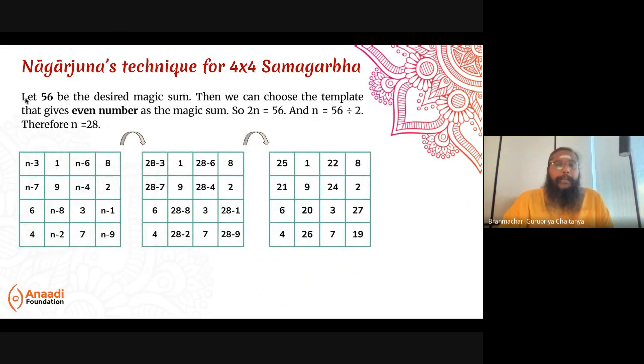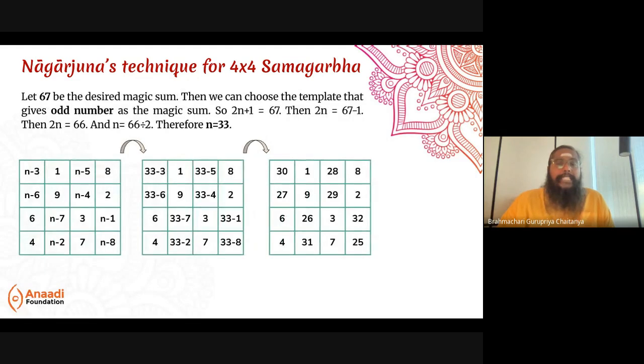If I want a magic sum as 56, then I choose the even template. If I want an odd magic sum, I choose the odd template. Here 56 is an even number, so n will be 28. If I plug that in, I'll get a magic square. Similarly, if I desire an odd magic sum, let us say 67, then the equation is 2n plus 1 is equal to 67, thereby n will become 33. If you plug that in, you will get something for 67. This is Nagarjuna's technique for a 4x4 Samagarbha.